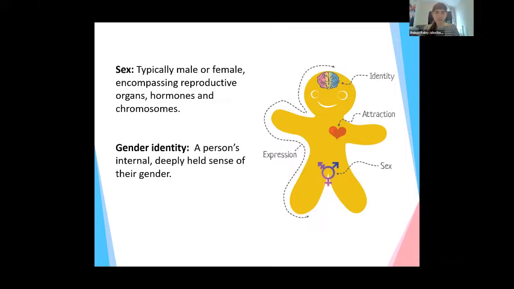So in contrast to sex, here represented by a little rainbow brain, we have gender identity, which is a person's internal, deeply held sense of their gender. As I said, most people use this interchangeably with sex, but I find the difference between these two concepts becomes a lot more apparent where for a particular individual, their sex assigned at birth does not align with their gender identity. I'll talk about that a little bit in a second. For the purposes of today and also just in general, I would use the terms male and female to refer to sex and the terms man and woman to refer to gender.